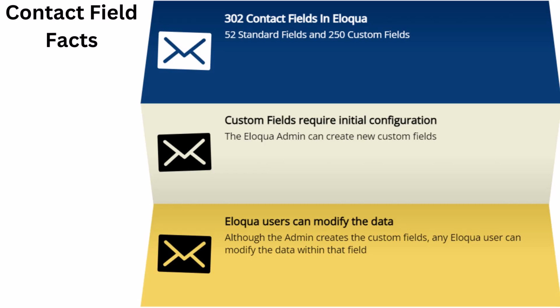Just a few more quick things about the contact fields and some facts. There's 302 total contact fields that you can have in Eloqua. Of those, 52 are standard fields, like out of the box on your Eloqua instance. And then you could add up to 250 more custom fields of your liking to the instance. Custom fields do require initial configuration, so the Eloqua admin in your team would have to set those up. But once those are set up, any user of Eloqua can modify that data within those new custom fields.